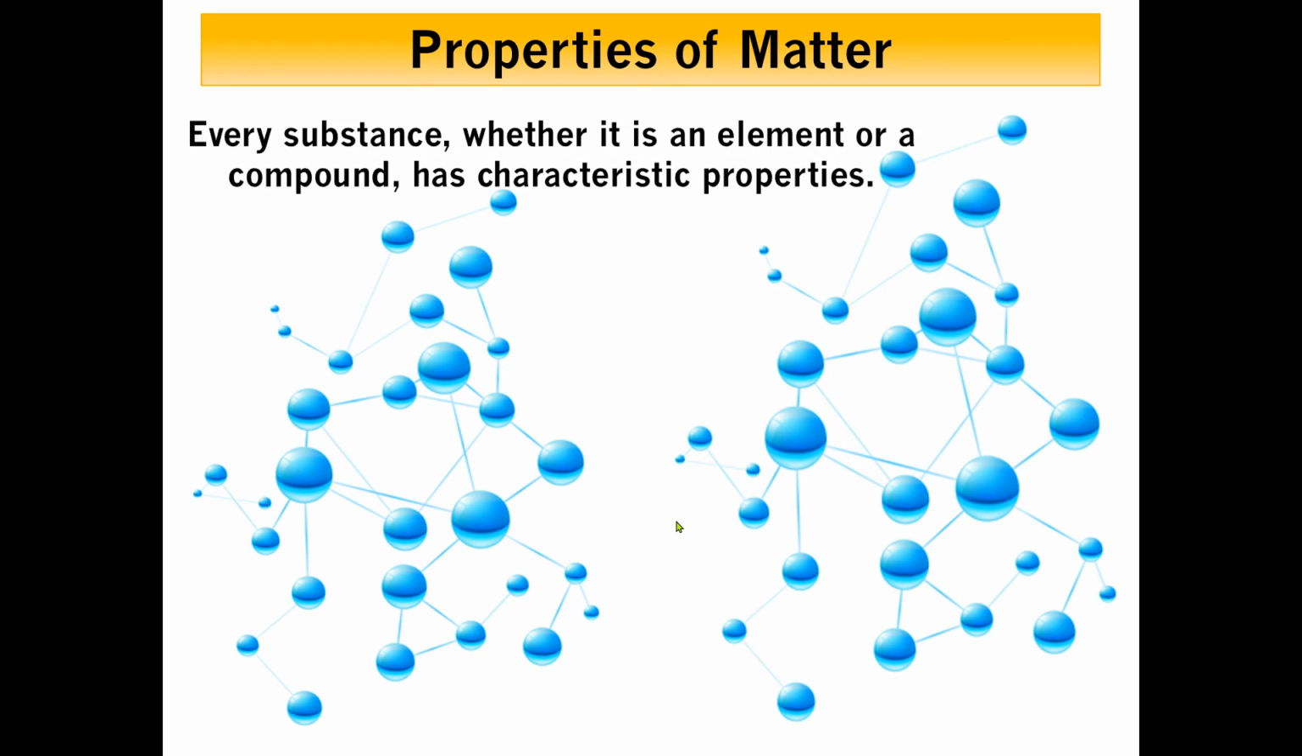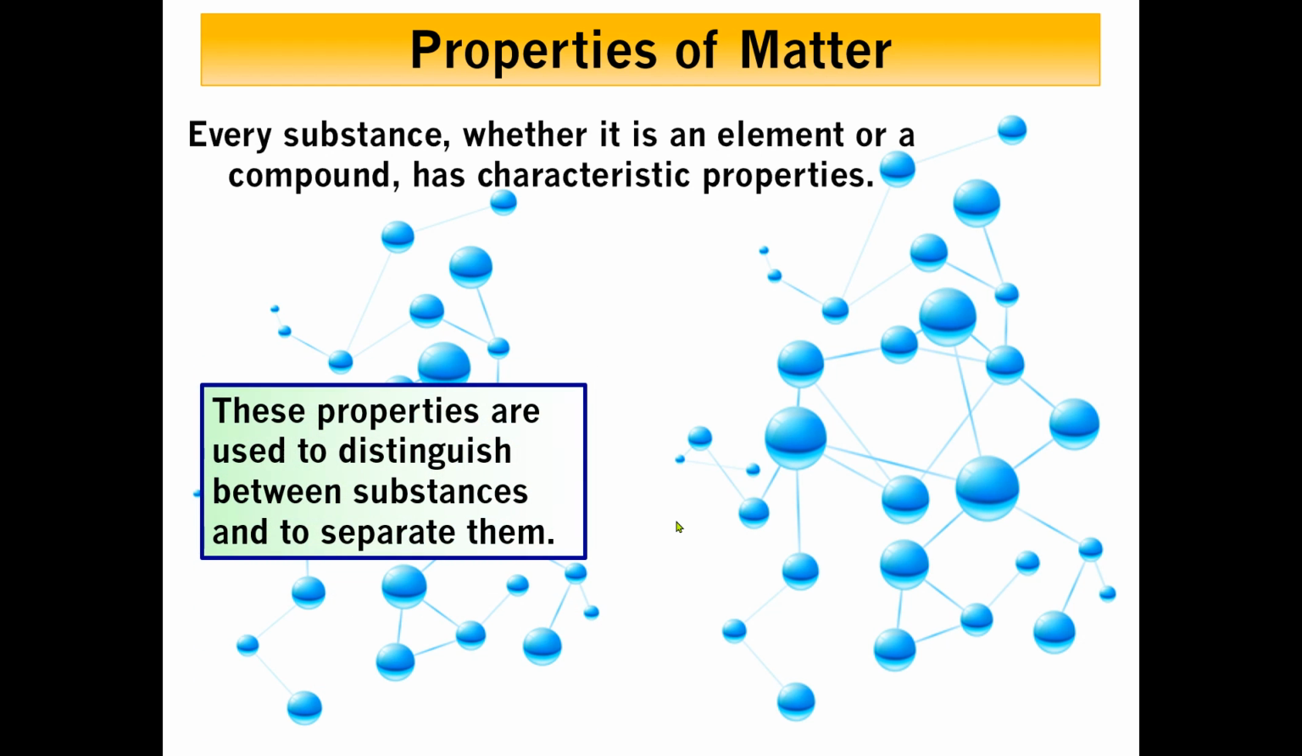They have characteristic properties. They have things that actually make them what they are, or give us the identity of what they are. So these properties are used to distinguish between substances and to separate them, from a metallic to a noble gas. There are specific characteristics that distinguish them from each other.